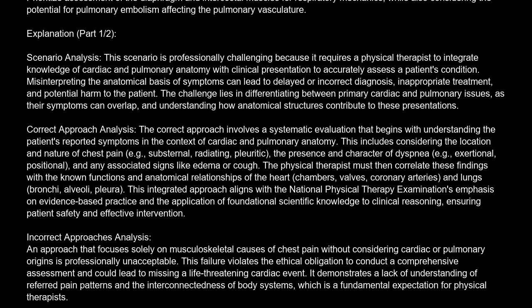Correct approach analysis. The correct approach involves a systematic evaluation that begins with understanding the patient's reported symptoms in the context of cardiac and pulmonary anatomy. This includes considering the location and nature of chest pain, e.g., substernal, radiating, pleuritic, the presence and character of dyspnea, e.g., exertional, positional, and any associated signs like edema or cough.